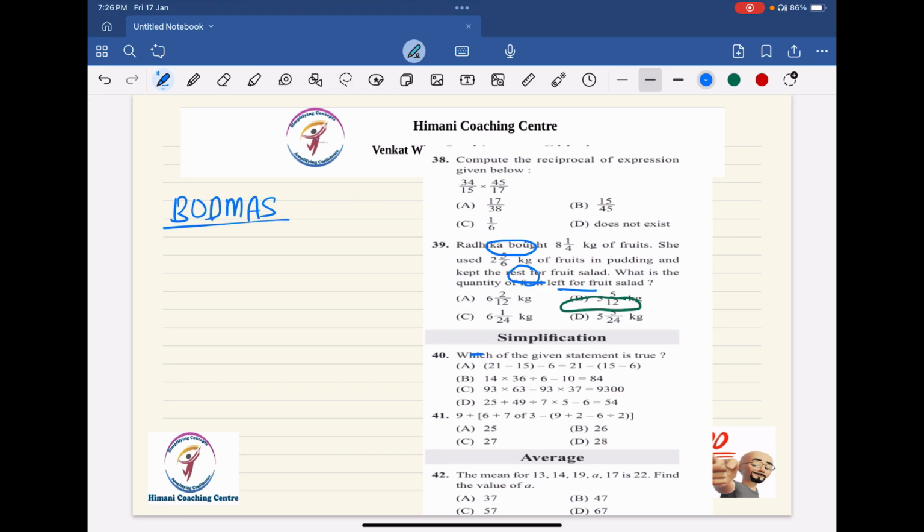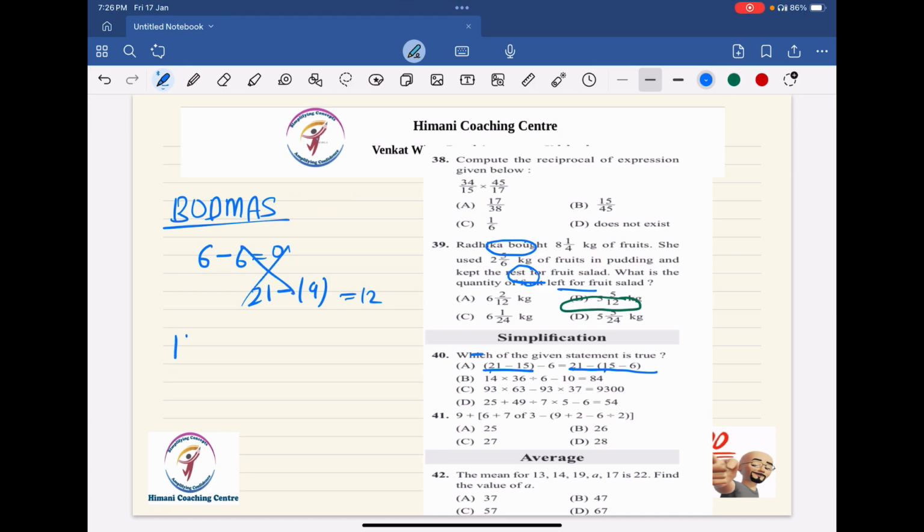Now see, in A, 21 minus 15 is inside the bracket, so this will become 6. And 6 minus 6 is 0. Now on the right hand side, we have 21 minus, and 15 minus 6 is 9, so that is 12. The question is saying that this is equal to this. So that is wrong. So we will say A is wrong.